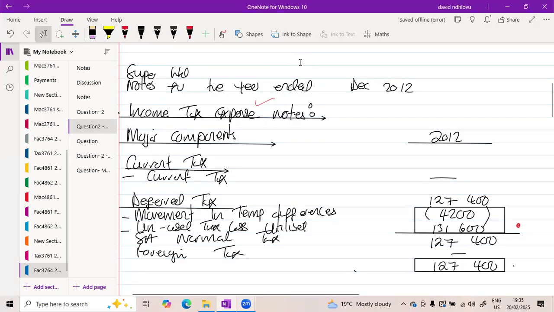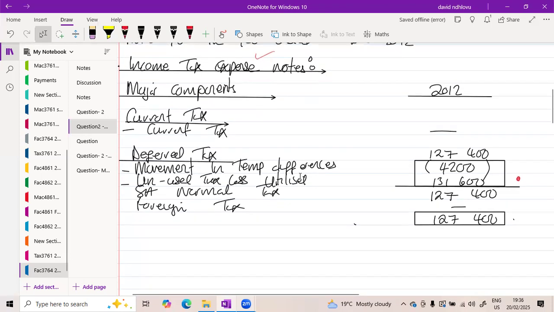Right, please go ahead, Lee. So I just want to ask, isn't foreign tax exempt? Why would we calculate it there?